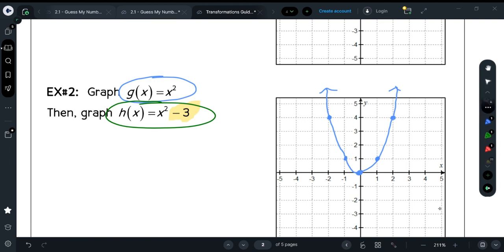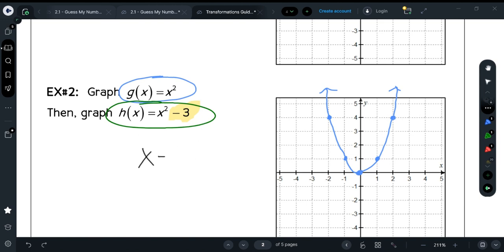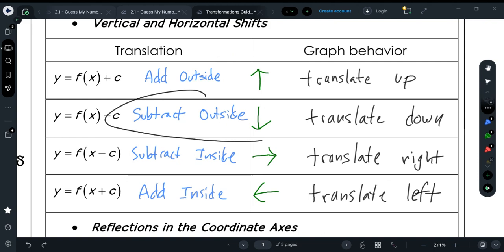Hey, if you want to know what it would look like if it were on the inside, so when you have a quadratic and you want a minus on the inside, that means you got to put the subtraction in parentheses and then you put the squared like that. This is an example of subtracting on the inside. That's not what we have. We have subtracting on the outside. If we reference our notes up here, subtract on the outside is going to translate the graph down.